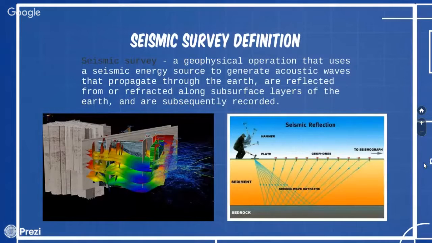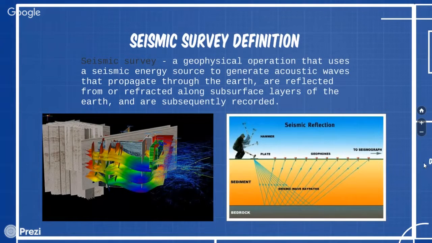Seismic survey is a geophysical operation that uses a seismic energy source to generate acoustic waves that propagate through the Earth, are reflected from or refracted along subsurface layers of the Earth, and are subsequently recorded. The seismic survey is one form of geophysical survey that aims at measuring the Earth's properties by means of physical principles such as magnetic, electrical, gravitational, thermal, and elastic theories.